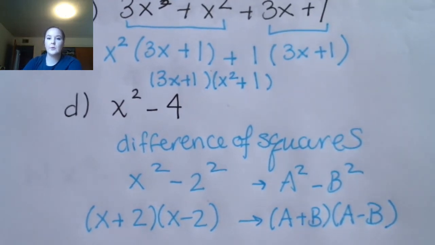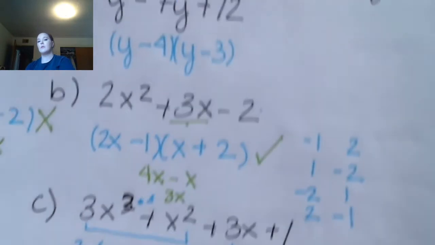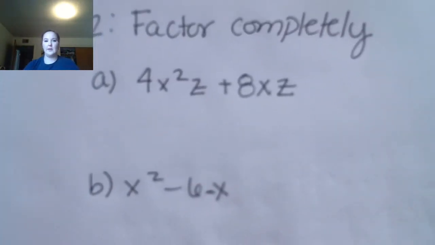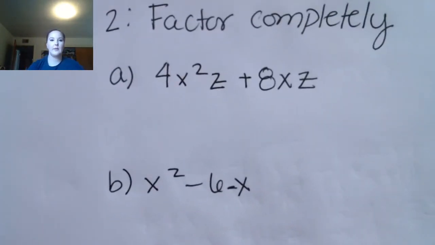Just a quick reminder that the ordering of the factors doesn't matter. So if you had (x - 2)(x + 2), that wouldn't really matter. Let's look at a more complicated example. Our directions are still to factor completely.